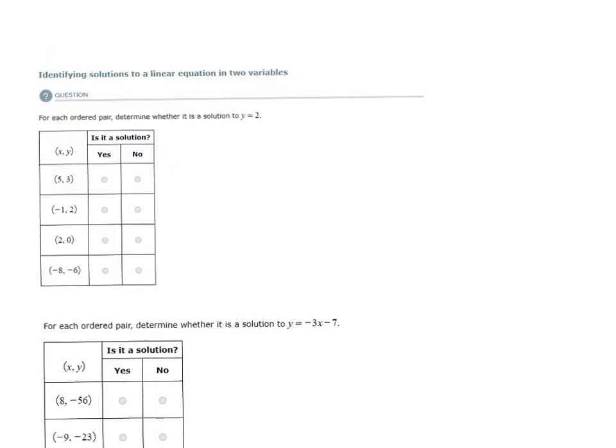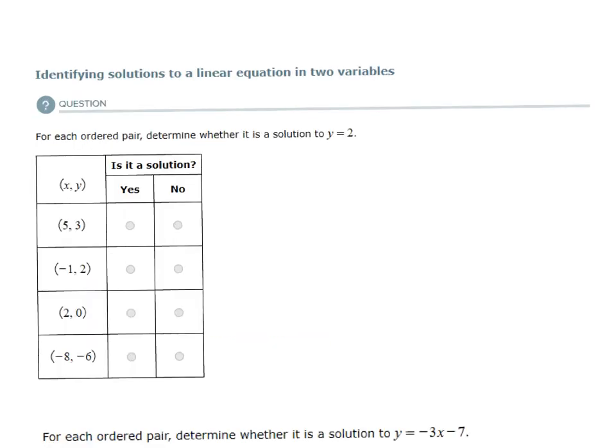You'll be able to identify solutions to a linear equation in 2 variables. Now we're going to learn how to identify solutions to a linear equation in 2 variables. In this first equation, it's a very simple one of y equals 2. So this one you don't really have to do a lot of work for. We just want to see what the y values are.